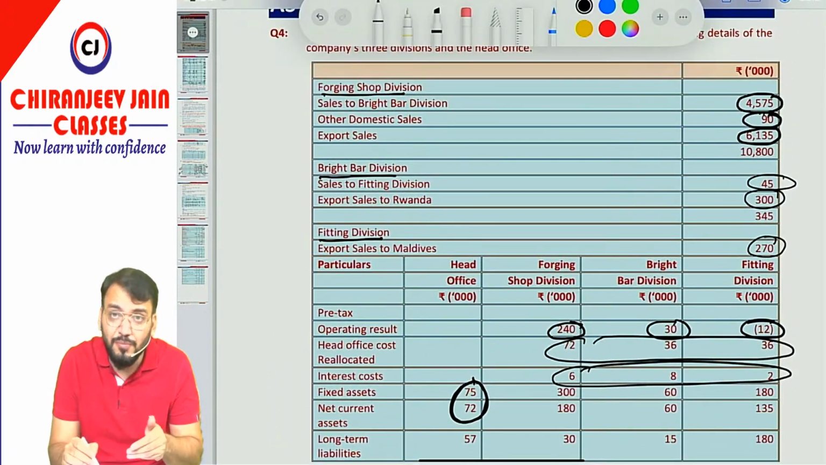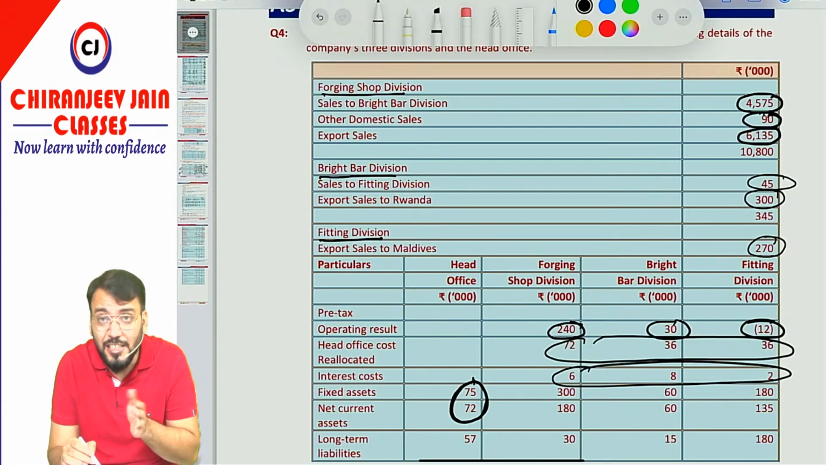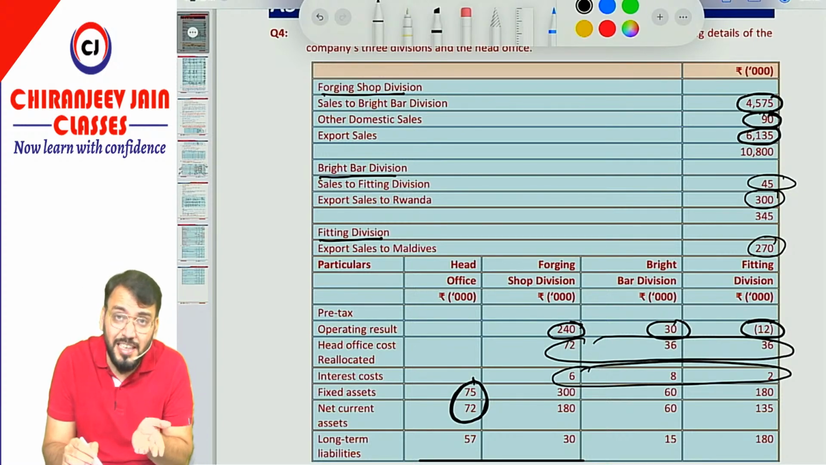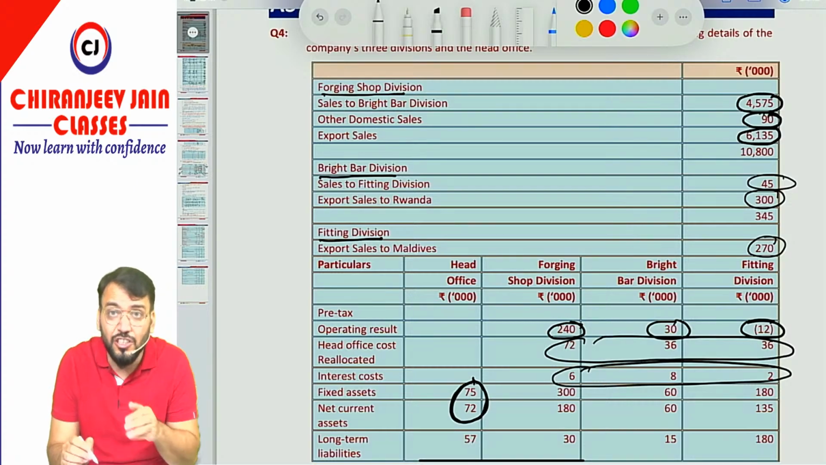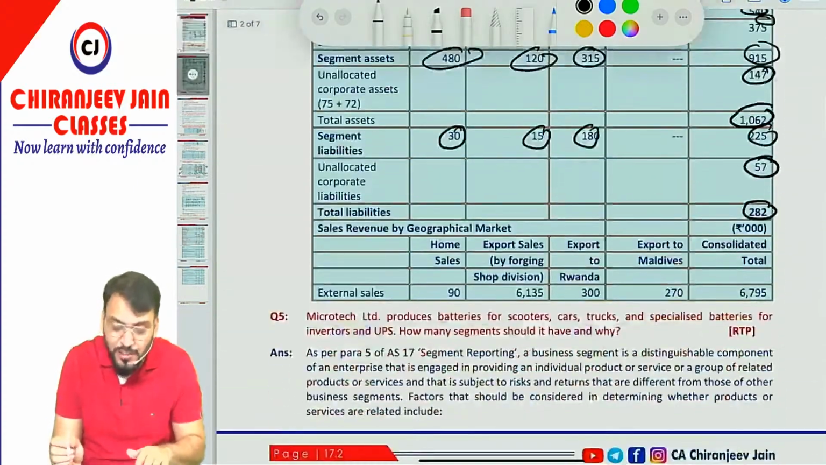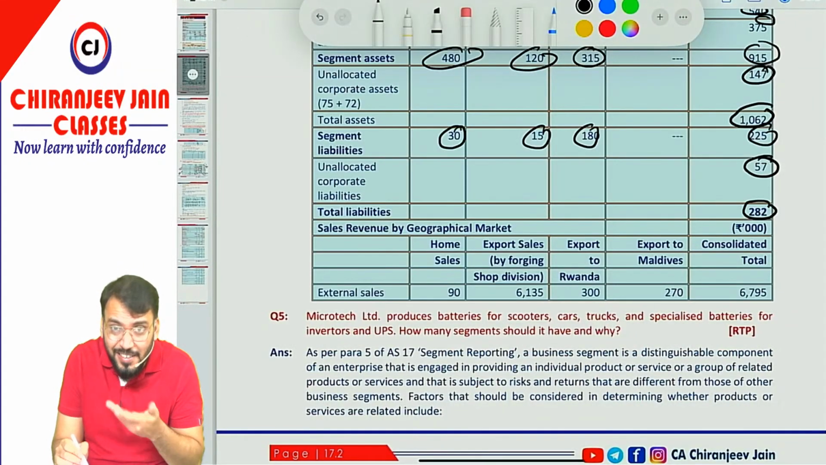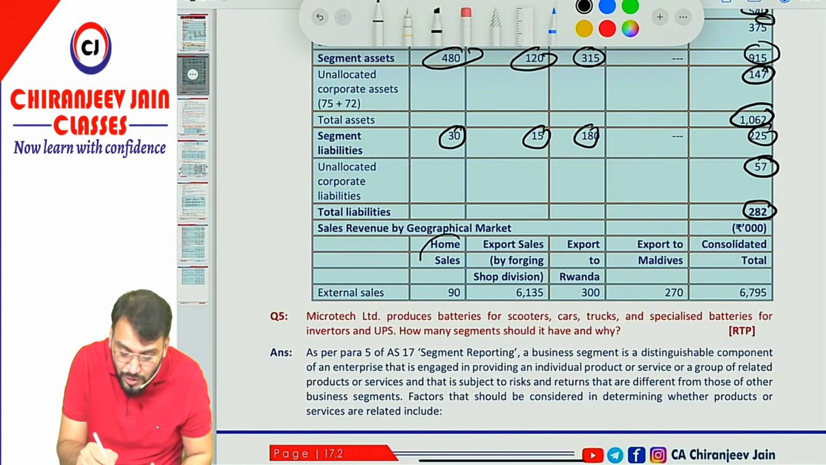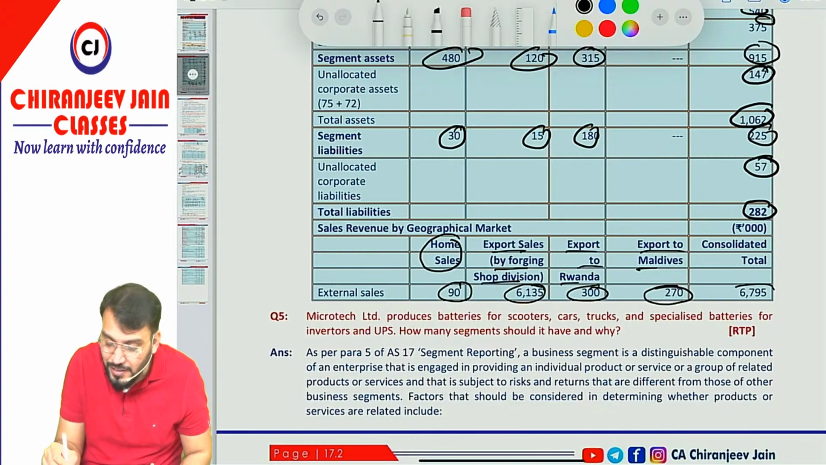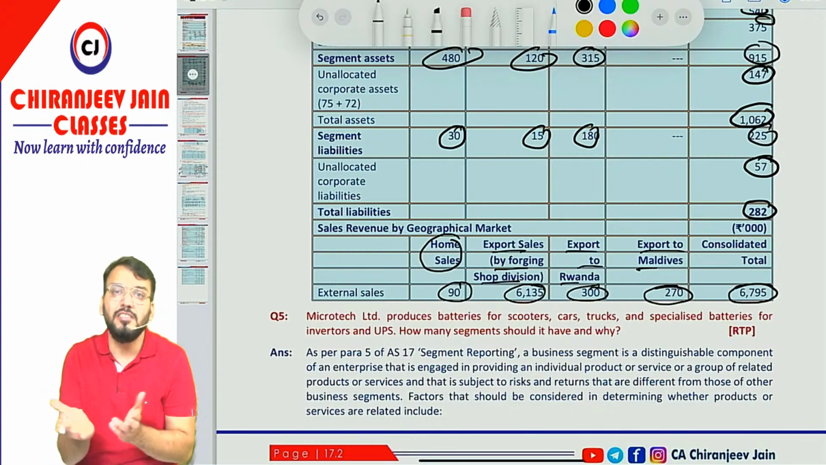They have given some information about sales, export and domestic. So can you say that is external sale, domestic means in India, export means outside India, so that is geographical information. So they have also presented geographical information, meaning primary, not secondary segment report, correct. So home sales, export sales by foreign shop division, exports to Rwanda, export to Maldives. So external sale they have disclosed how much they have done geographical wise, and this becomes the total external sale. This is the presentation.